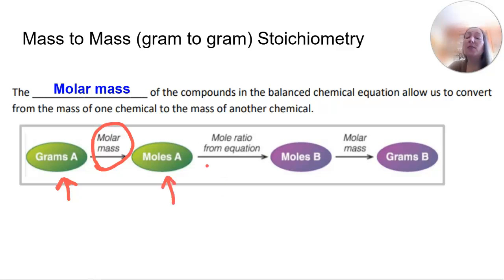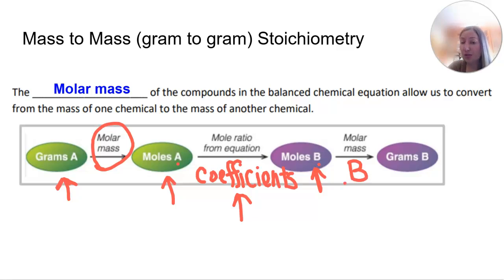we have. Then we're going to go to our coefficients, our mole ratio from the balanced equation. We're going to look at those coefficients and use them to convert from moles of A to moles of a new desired compound, moles of B. And then we'll need the molar mass of B in order to convert to grams of B. So we need the molar mass of A for our first conversion. We need the coefficients of A and B in the balanced equation for our second conversion. And then we need the molar mass of B for our third and final conversion.